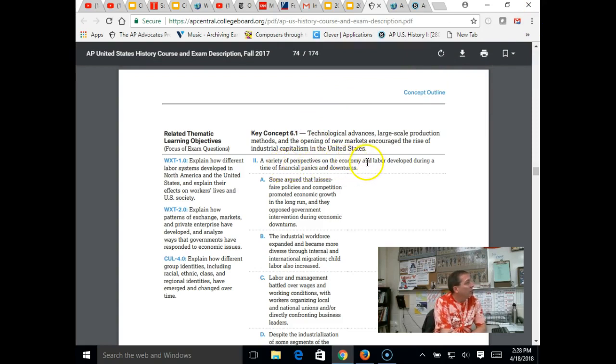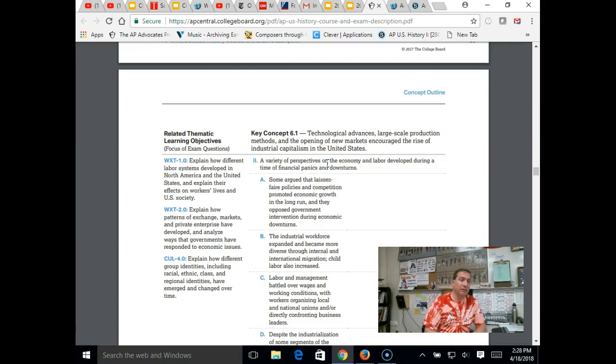So next thing they want you to talk about is how there were many different perspectives on the economy and labor that developed during this time period of financial panics and downturns. So this is where your Steel Empire game comes in, because you guys learned during that game that we have the rule of threes in the late 1800s. We really crashed hard in 1873.